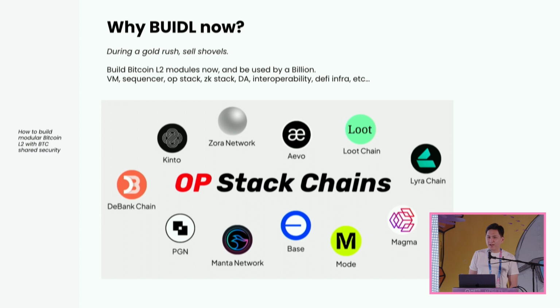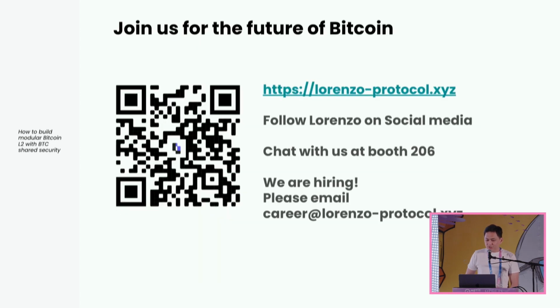Because we all know Bitcoin's DeFi ecosystem is going to be very huge and very successful, and we just need some tools to make it happen. Think about how OP Stack has been used by so many chains and has empowered so many platforms. We're doing exactly the same thing today and even bigger. The Bitcoin ecosystem is at least 3 times bigger than the Ethereum market cap as of today, and the DeFi market worth should be at least 3 times bigger as well. So build anything: VM, Sequencer, OP Stack, ZK Stack, DA, interoperability, DeFi infra. Anything can be useful in this ecosystem.